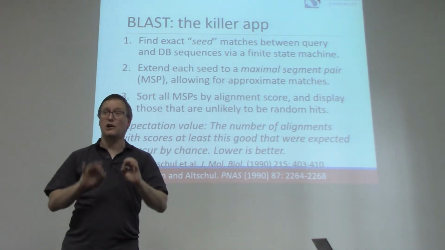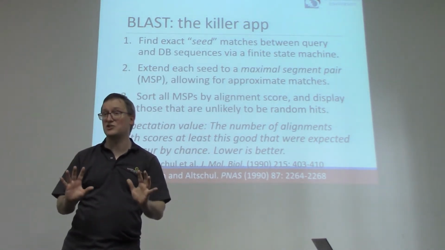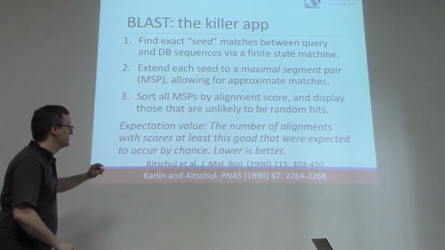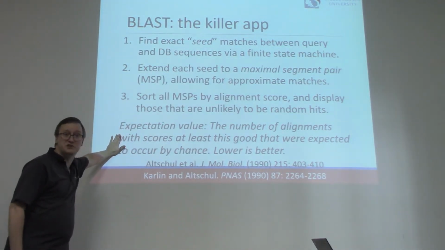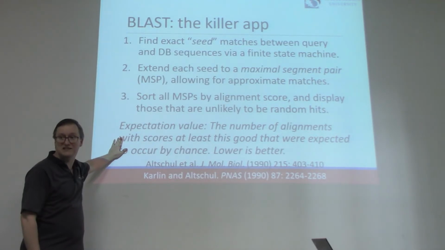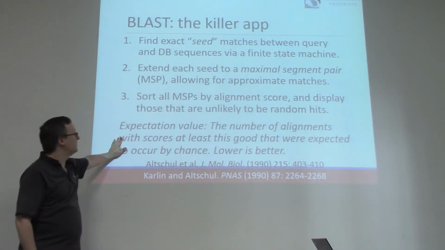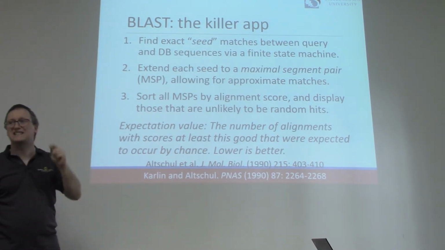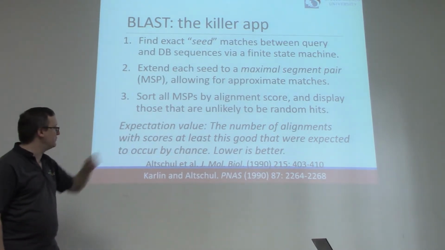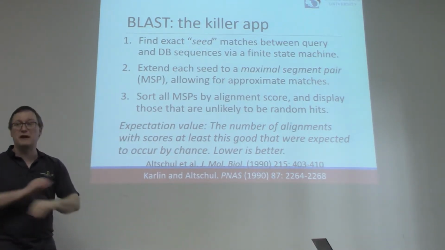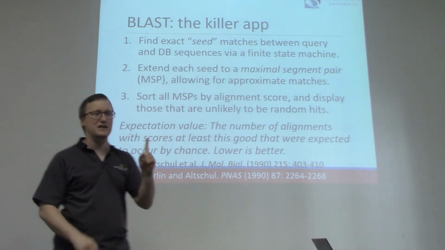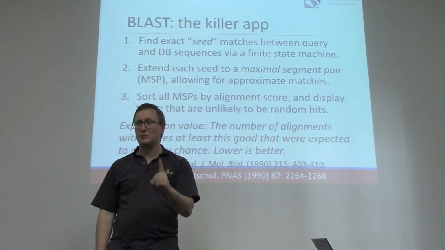Expectation values are a really, really important characterization that we use in a lot of bioinformatics, so I'd like everybody to know this. One of the principal scores that comes back from the use of BLAST is the expectation value. This represents the number of alignments with scores at least this good that should have been expected to have occurred by random chance alone.